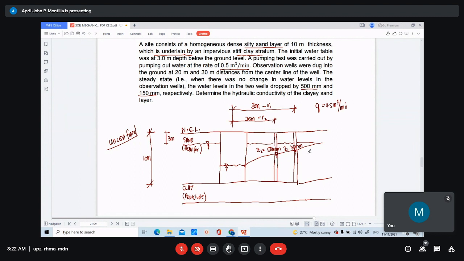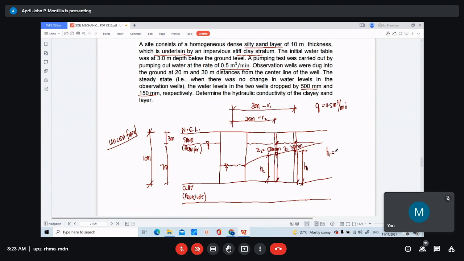So pag meron tayong drawdown dyan, makokompute natin yung level ng tubig in the observation wells. Yung H1 tsaka H2. How can we compute H1? Papansin nyo dyan, kung 10 meters to, 3 meters to, this will become 7 meter. And that 7 meter is from this point to this point.